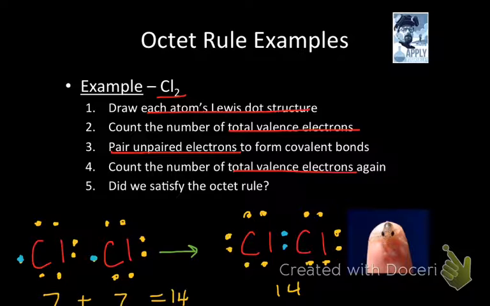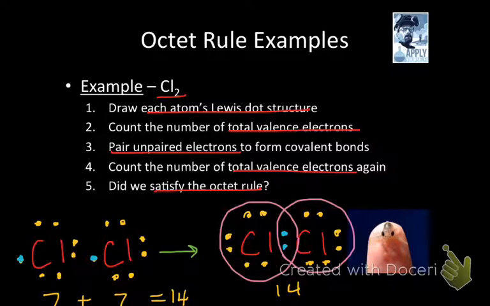So finally, we want to figure out if we satisfied the octet rule. And according to the octet rule, each atom wants 8 valence electrons around it. So if I look at my chlorine atom on the left, around it you'll count 8 valence electrons, so that one satisfies the octet rule. And on the right, if you look at just the electrons that are touching the chlorine atom to the right, you'll see that it also has 8. So good job. Well done.